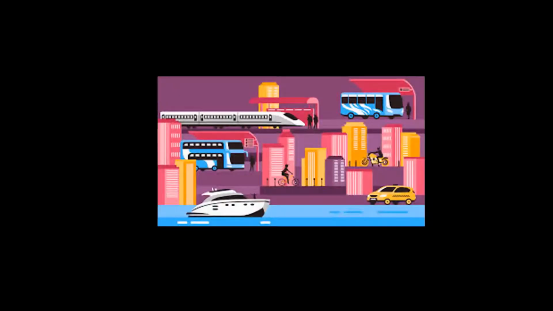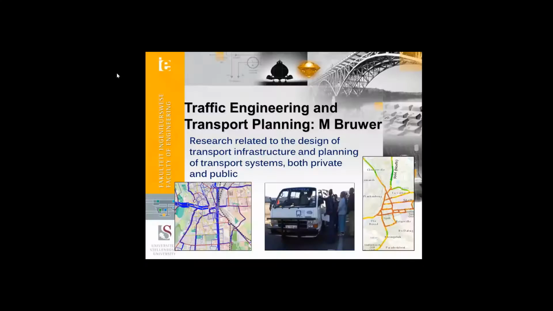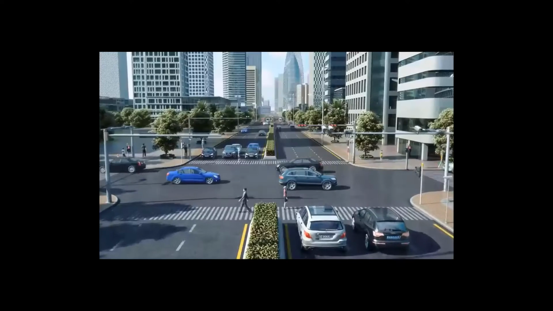So there are three of us in the Transport Department at the moment: Mrs. Megan Brever, Prof. Johanna Anderson, and myself. We're also looking to expand our mobility lab to become a centre for smart transport in South Africa. There's a huge gap in that area at the moment and a huge demand for much better skilled engineers in the transportation community. Our offerings include the conventional traffic engineering and transport planning, which is led by Mrs. Brever, and this relates to research related to the design of transport infrastructure and the planning of transport systems, both private and public.